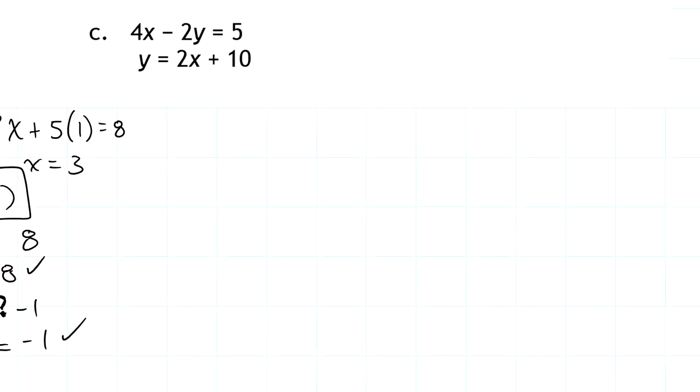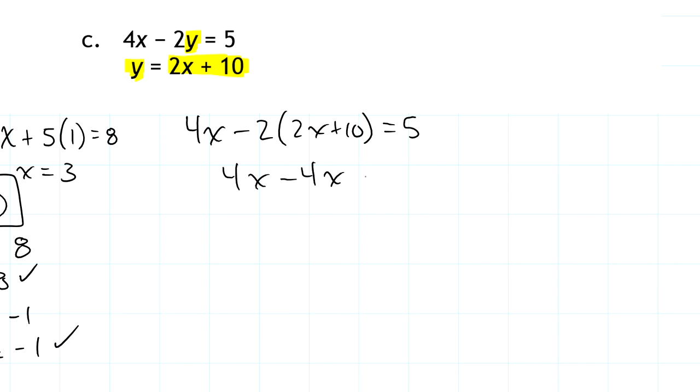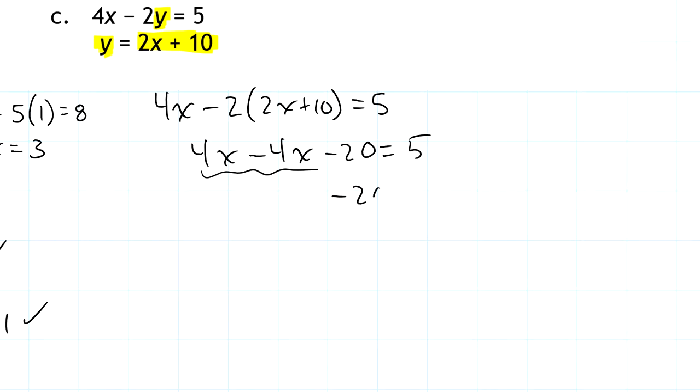And then the last equation here, I guess we'll go with substitution. As I look at this, I can see that according to the second equation, y is that. So I'm going to push that value of y into the top equation. So that equation will become 4 times x minus 2 times the expression 2x plus 10, and that will equal the number 5. Using the distributive property, I get 4x minus 4x minus 20 is 5. And if I simplify, because those are the same thing, I get this expression: negative 20 is 5.